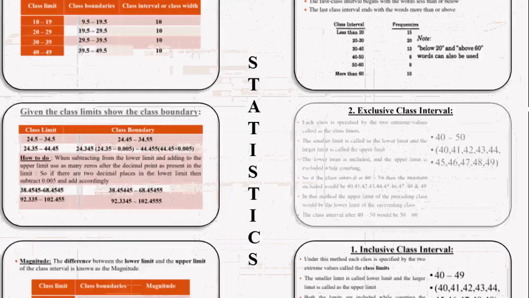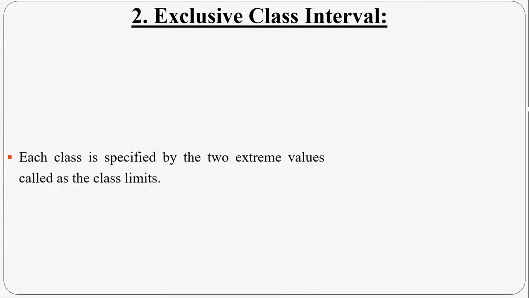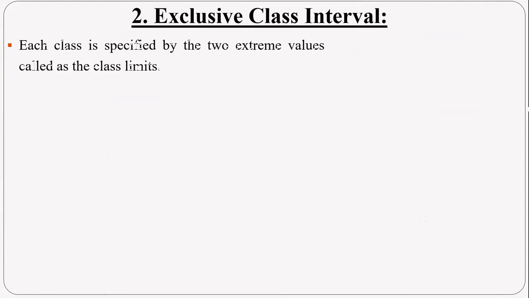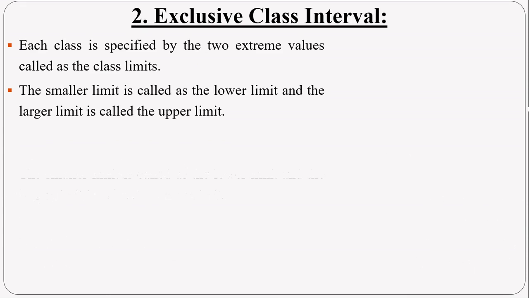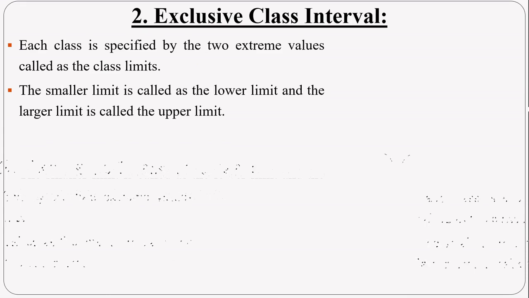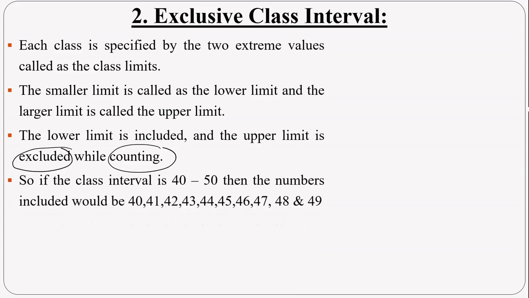Now, the second method is the exclusive class interval method. In the same way, we have two extreme values we call class limits. The smaller limit is called the lower limit, and the larger is called the upper limit. Lower limit is included, upper limit is excluded. This is the point to be noted. Upper limit is excluded while counting. Need to be very careful. So if the class interval starts with 40 to 50, you include starting from 40 to 49 only.